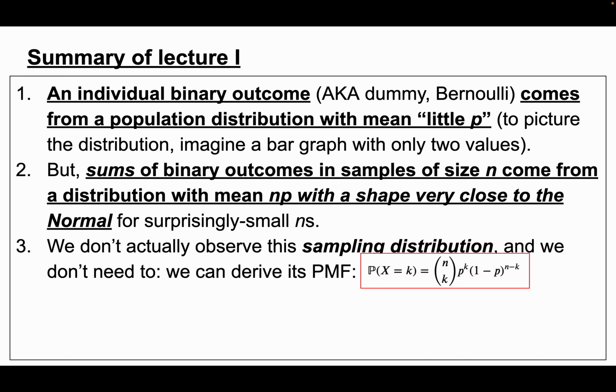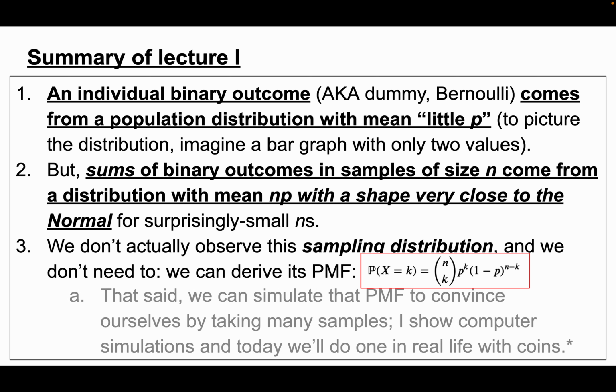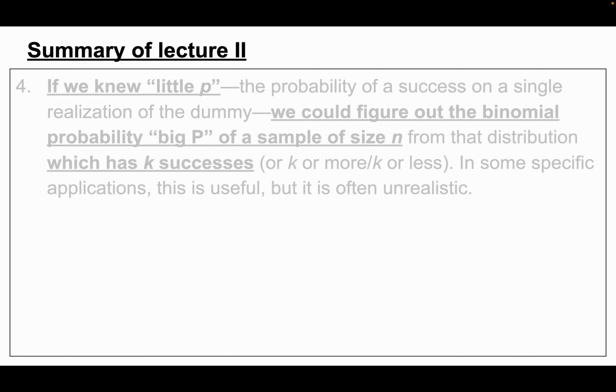It happens to be this, which looks a little intimidating. I'm not going to get into the details right now. You can just kind of absorb this, and we'll explain the details in quite a lot of detail in a moment. But we can simulate that probability mass function to convince ourselves by taking many samples. I show computer simulations, and today, probably this will actually have to wait until Wednesday. We'll do one in real life with coins.